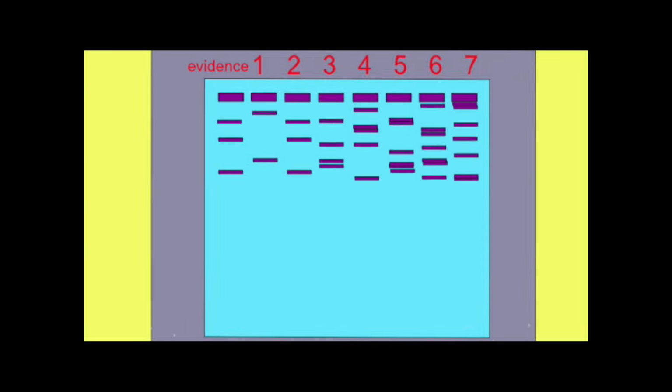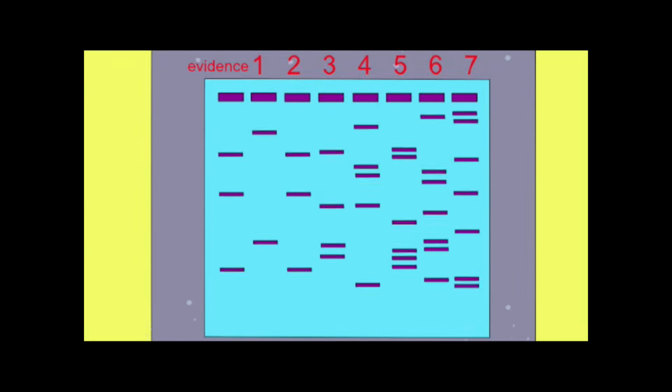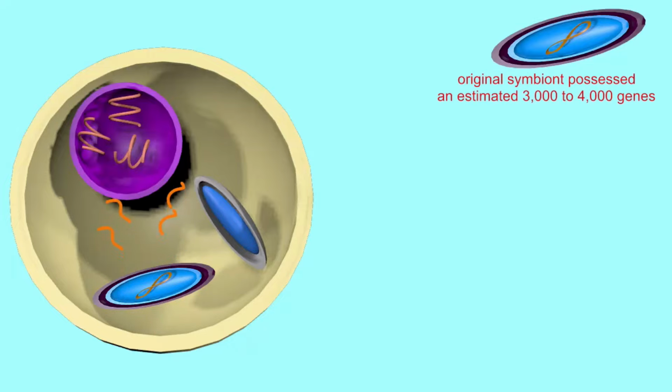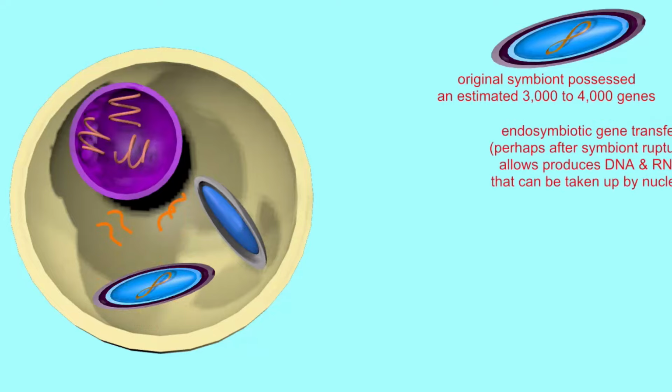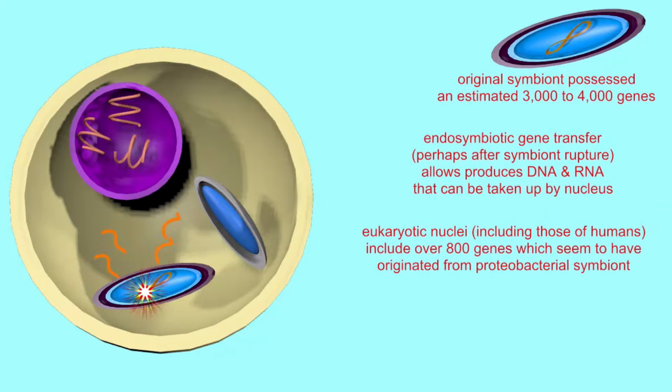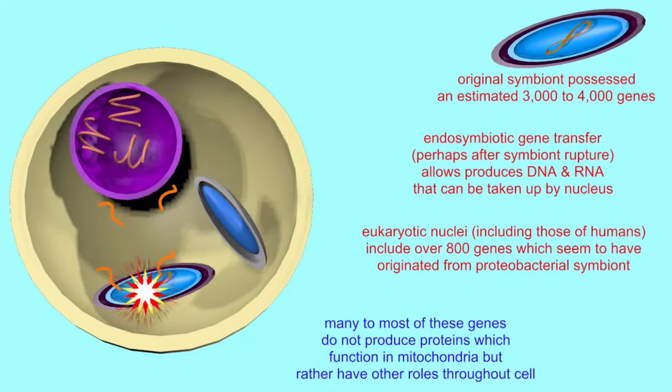So when you compare sequences, they seem to have originated from a proteobacteria and thus have a different ancestry than other eukaryotic genes. Many to most of these genes do not produce proteins which function specifically in mitochondria, but rather have other roles throughout the cell, interestingly.